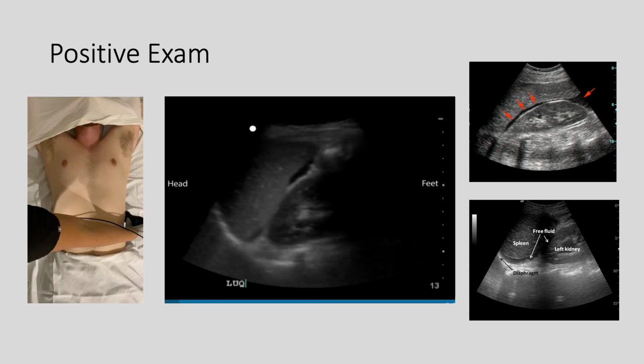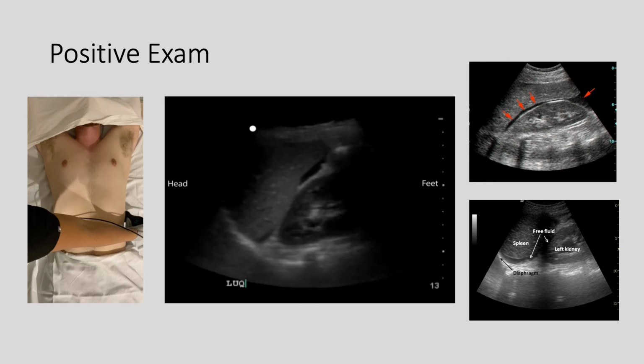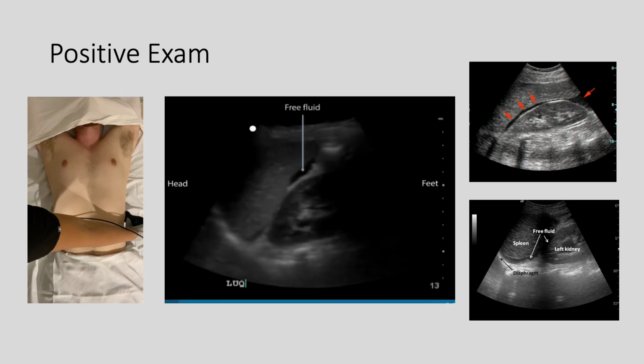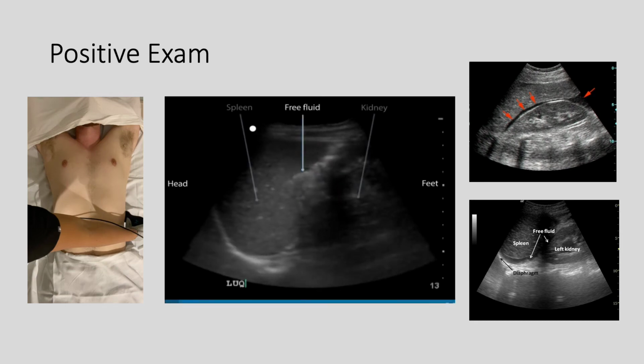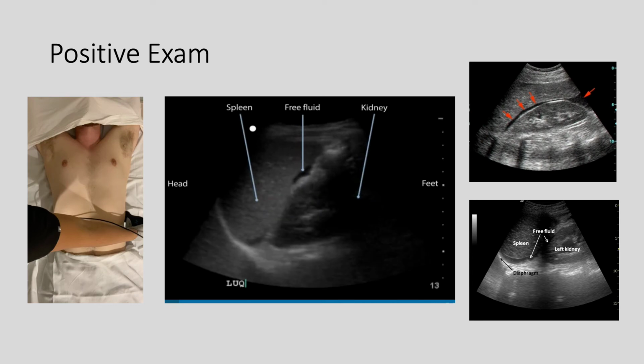It is also important to remember that the most common area to find free fluid in the left upper quadrant is in the perisplenic space, as the splenorenal ligament that attaches the spleen to the kidney prevents a significant amount of free fluid from accumulating between the kidney and the spleen.